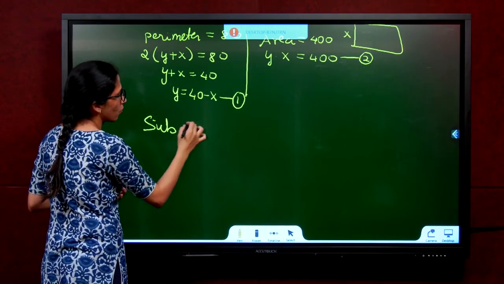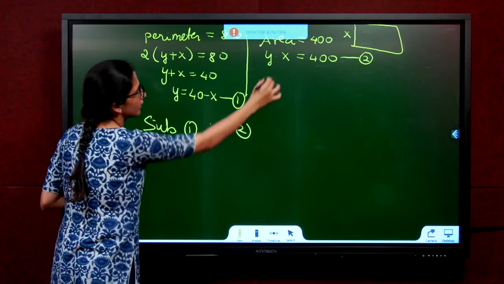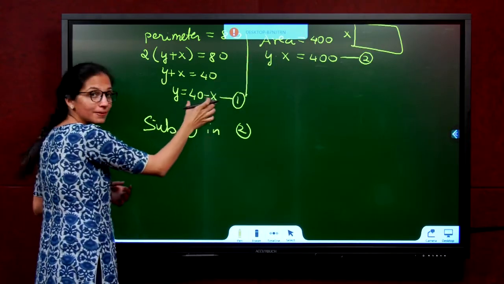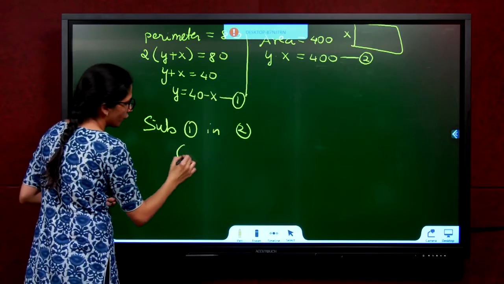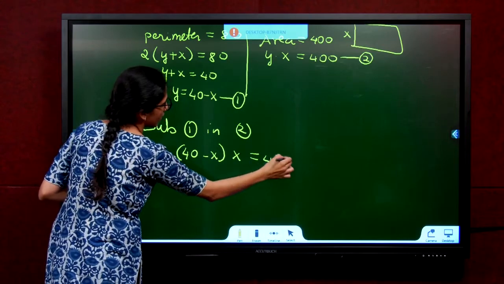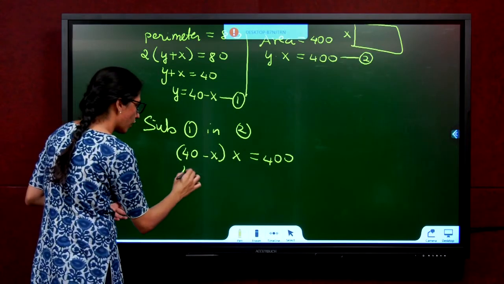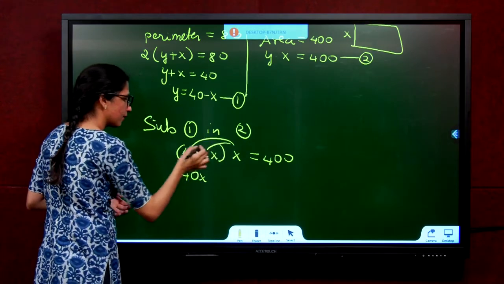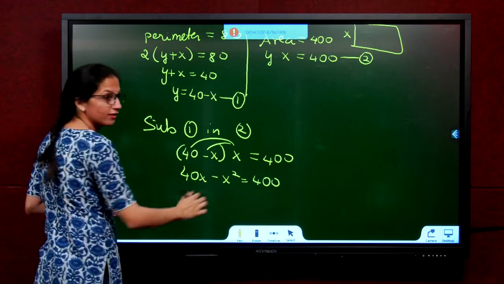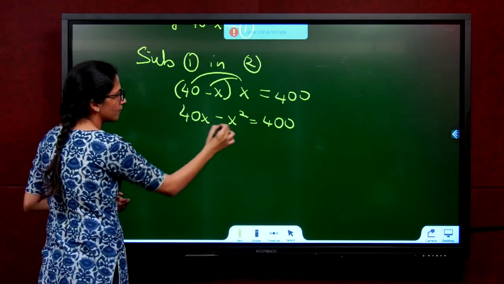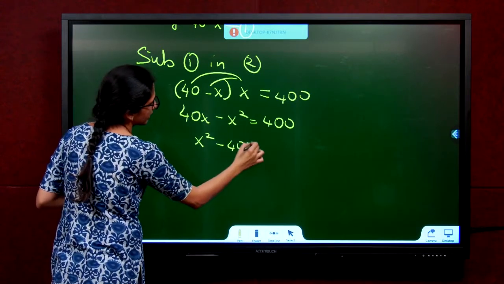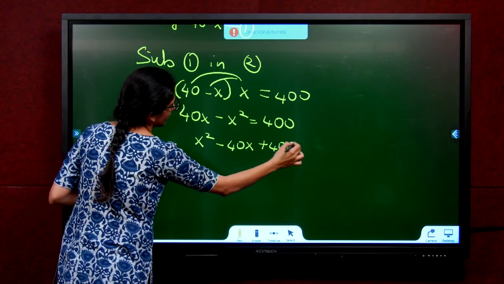Substituting 1 in 2. See there? In the place of Y, you're putting 40 minus X. 40 minus X into X is equal to 400. 40X multiplying minus X square is 400. Shift everything that side. Minus X square goes aside, plus X square. 40X goes aside, minus 40X plus 400 is 0.